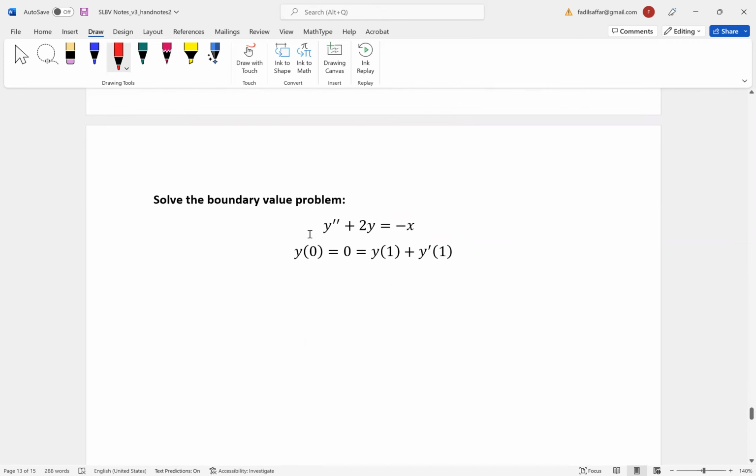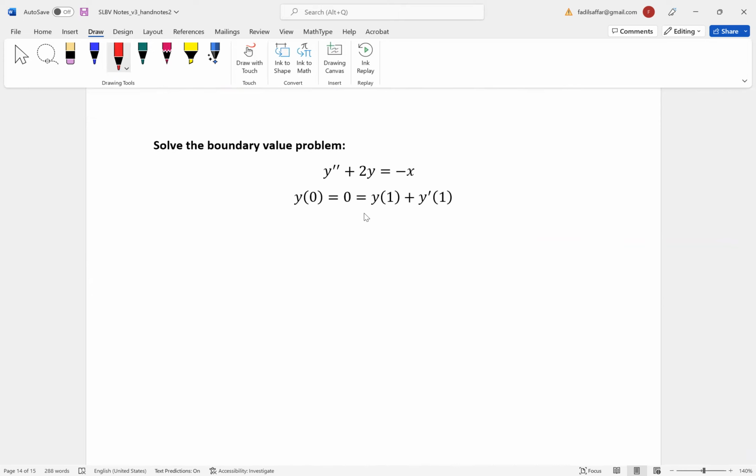So now we have another example, and it's the last example that we'll be doing, and we'll be done. We want to solve this boundary value problem. And the first thing that we want to highlight, this is not SLBV. We need to form our SLBV problem. All right. So that's important here. Or sometimes they call these non-homogeneous SLBV.